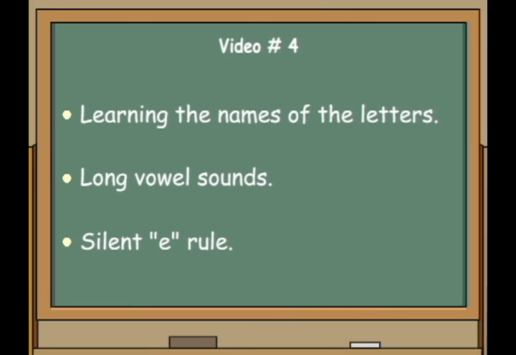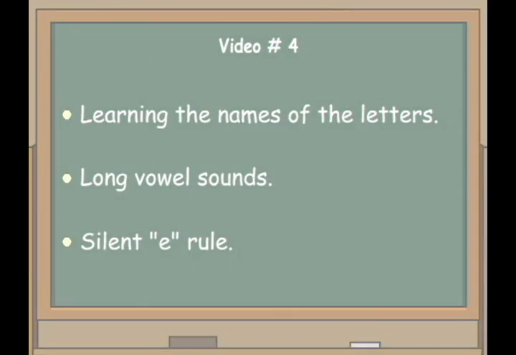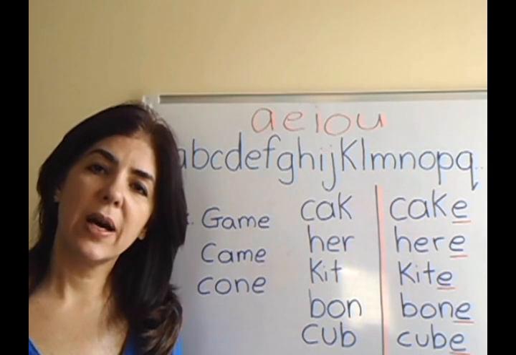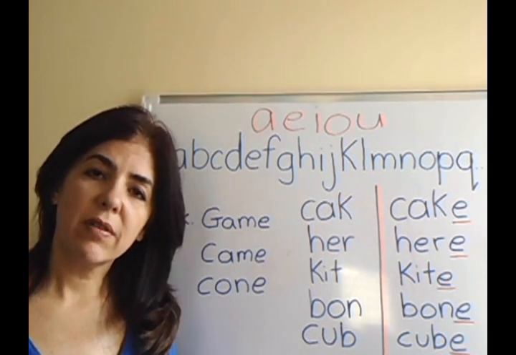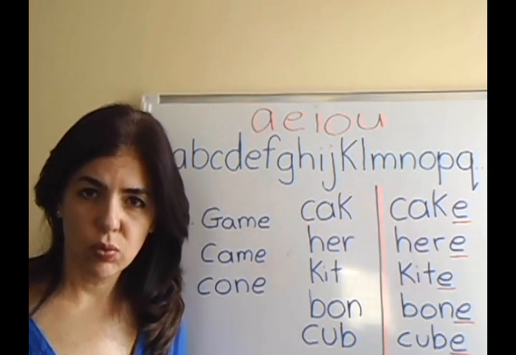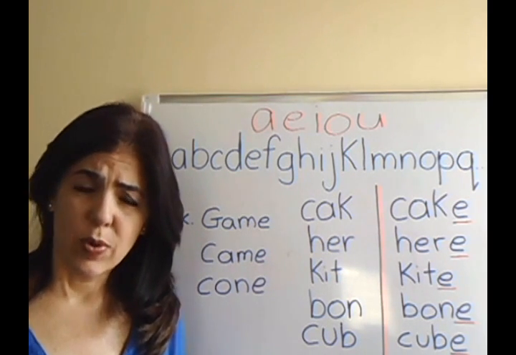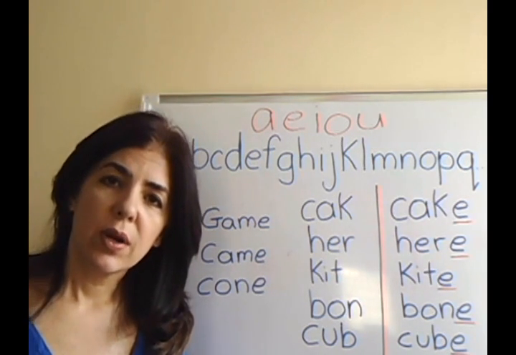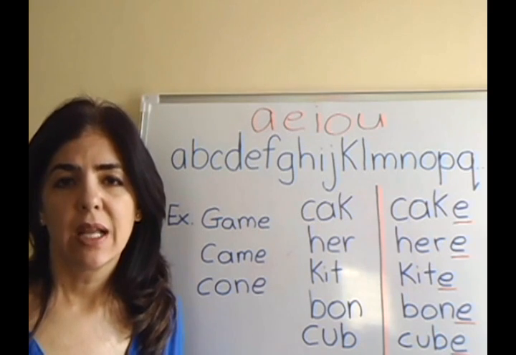Learning the names of the letters, long vowel sounds, silent E rule. Hi, today we're going to talk about the names of the letters, long vowel sounds, and silent E rule. At this point, your child is able to read three-letter words. But what happens with the names of the letters?